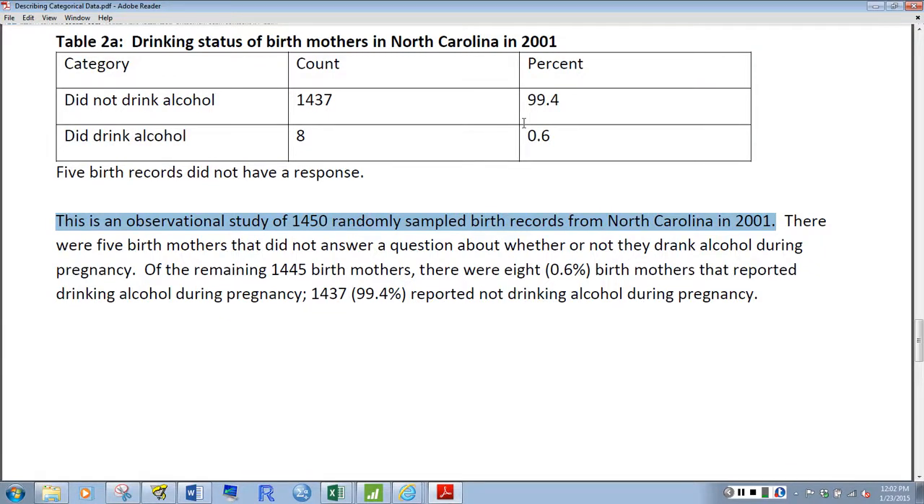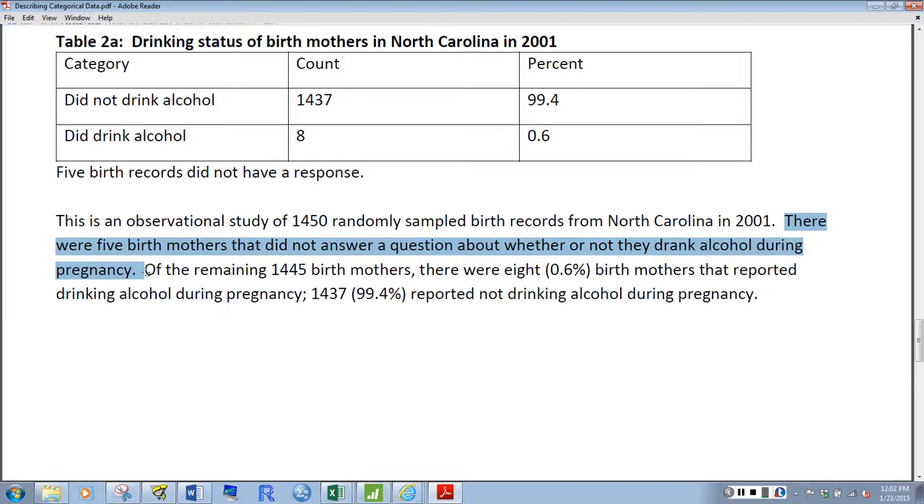Now, I'm going to describe what I'm seeing here. First thing I tell you right off the bat is there are 5 birth mothers that didn't answer the question. Now I'm going to tell you that of the remaining 1,445, here's what happens. There are 8, or 0.6%, that reported drinking alcohol during pregnancy, and the rest of them did not. Once again, it adds to 100% because we've excluded the 5 records.